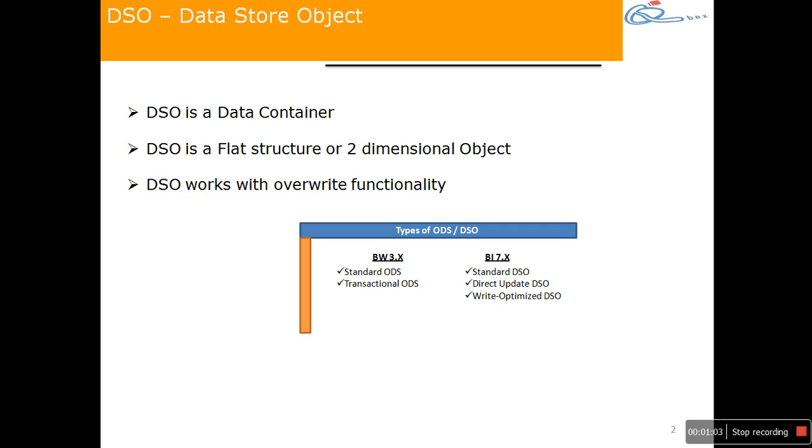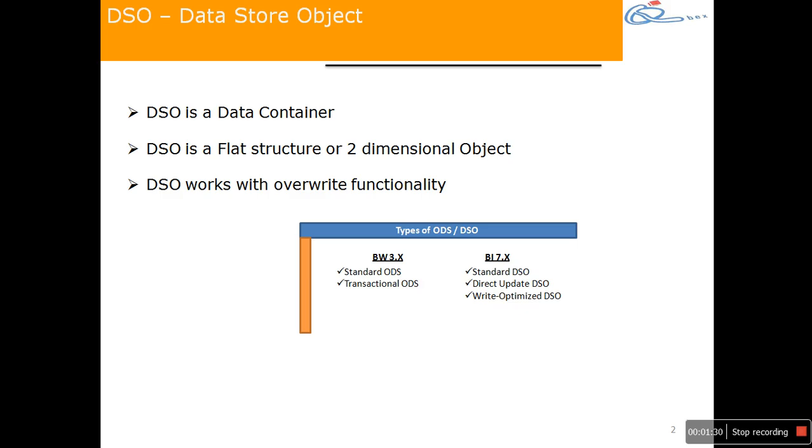Like a cube, DSO is another data container, which can hold data, and it's a flat structure. A cube is a multidimensional object with a fact table, dimension tables and so on. But your DSO is a flat structure, just like a table with rows and columns. When you create an ODS, it just creates a normal table with rows and columns.